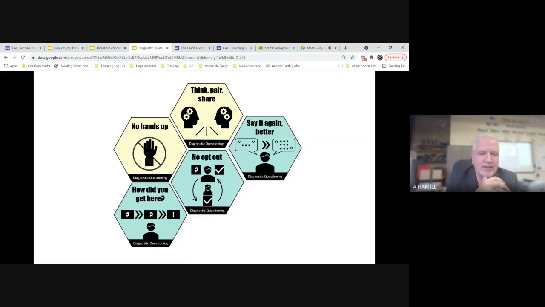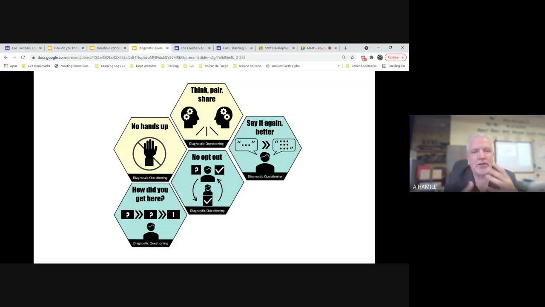Tom Sherrington will say that it's very often the combination of these methods. So you might want to combine the approach of no hands up and think pair share, which will mean that there's no opt-out because you have given the chance for people to think, and you're going to ask a range of pupils. And if they don't know, we'll go to another pupil. How did you get here? What was your thinking process? Okay, so we've got the right process here.